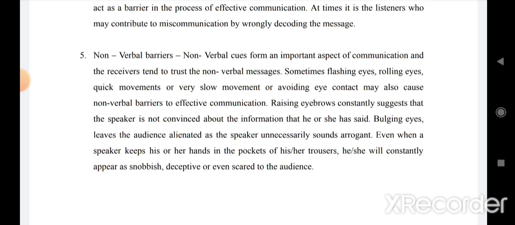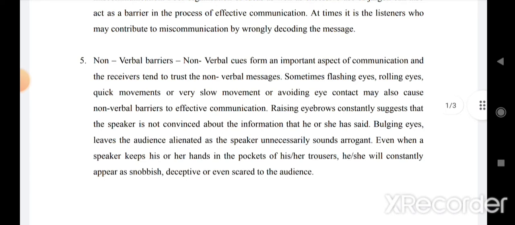Snobbish: a person is called snobbish if they have a superiority complex about themselves or if they look down upon others. It can make you appear deceptive or even too scared to the audience standing in front of you. So these are all non-verbal cues which convey a completely different message than what you are trying to portray.